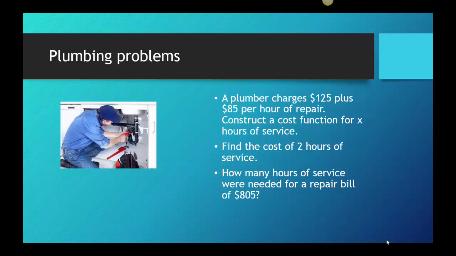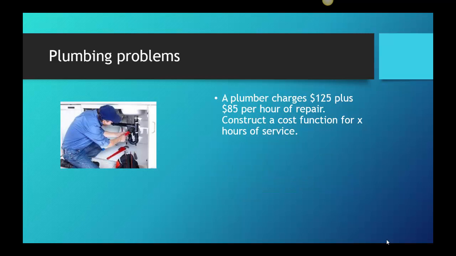We have a plumbing problem, and we call a plumber to come out, and they tell us that they're going to charge us $125 just to show up, and then $85 for every hour that they repair whatever is wrong. So let's start by constructing a cost function x for the number of hours of service that we need. After that, let's look at how much it'll cost if we have the plumber there for 2 hours. And then lastly, let's see how many hours the plumber was over if we get a bill for $805. Here, I'm assuming no parts needed, they're just going to fix something that's broken.